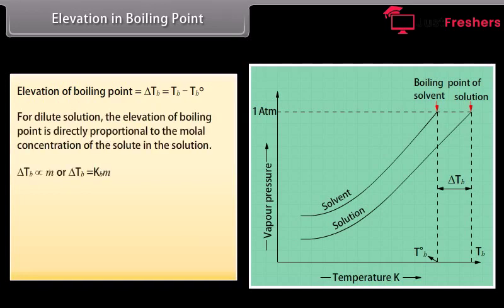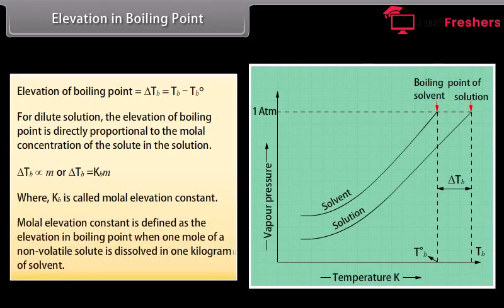For dilute solution, the elevation of boiling point is directly proportional to the molar concentration of the solute in the solution. Kb is called molar elevation constant. Molar elevation constant is defined as the elevation in boiling point when 1 mole of a non-volatile solute is dissolved in 1 kilogram of solvent.